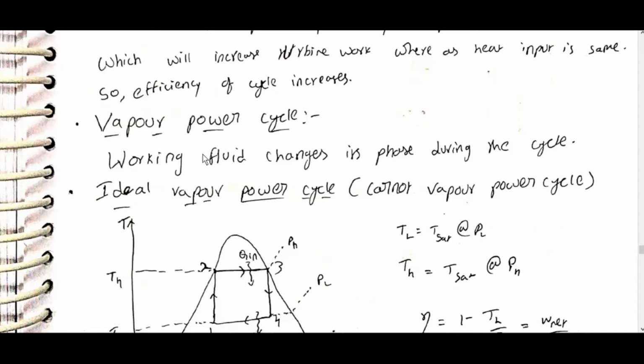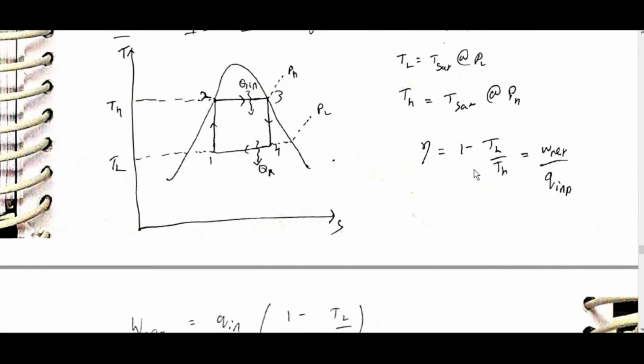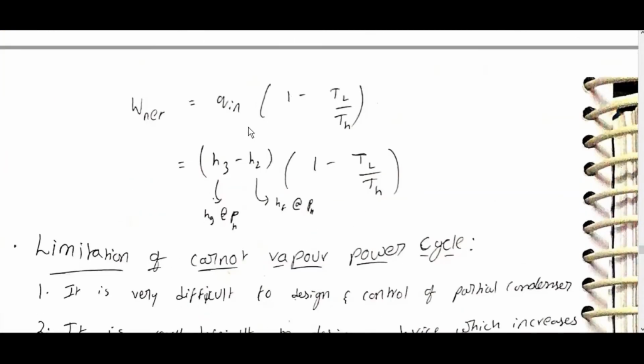Vapor power cycle: the working fluid changes its phase during the cycle. Ideal vapor power cycle, Carnot vapor power cycle, on the T-S diagram, TH, TL, it will be box like, 1, 2, 3, 4, 1. Q in and QR at constant temperature, TL is equal to T sat at PL, TH is equal to T sat at PH. Efficiency is equal to 1 minus TL by TH is equal to W net by Q in. W net is equal to Q in into 1 minus TL by TH, where Q in is equal to H3 minus H2, that is Hg at PH minus Hf at PH, into 1 minus TL by TH.